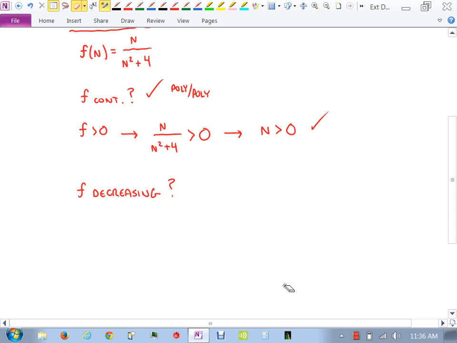Graph it, yeah. That's one way. But see, it's not a sequence, though. We can't look at terms. Cal 1. How do you know if a function is going up or down? It's connected. How do you know if a function is going up or down?